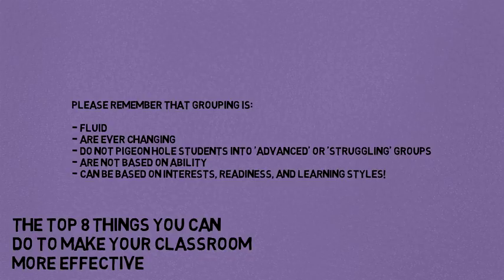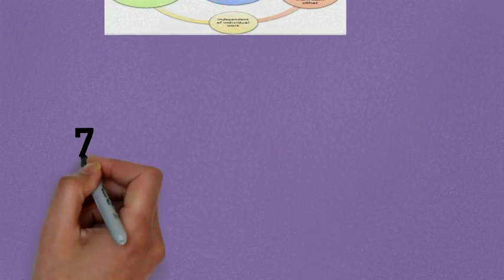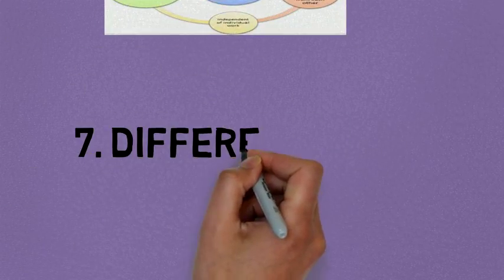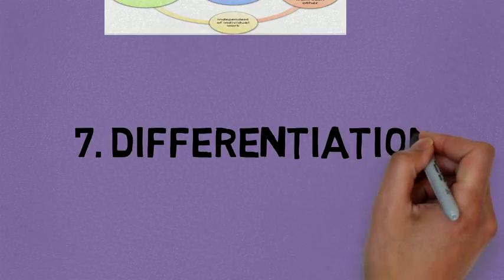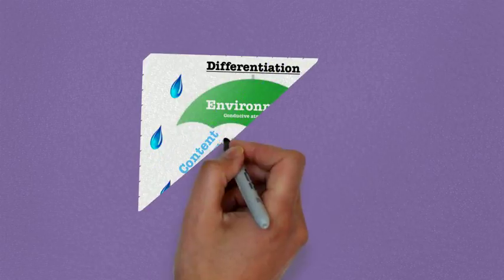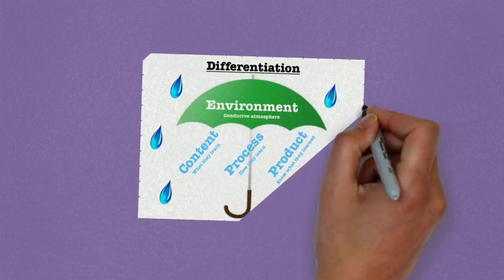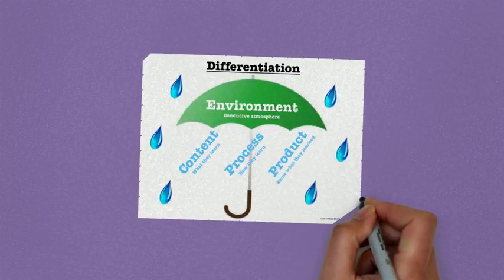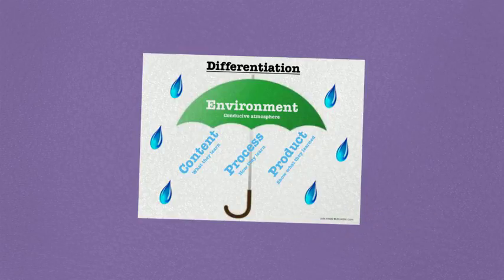Coming in at number 7, differentiation in the environment. Now, focusing on the content, the process, and the product, the content is making it relevant for your students. And the process is how are you going about that? Are the students visual, hands-on learners, or need to be told how to do it? And then lastly, the product. Is this going to be done in a writing assignment, a video, a PowerPoint? These can be flexible options.